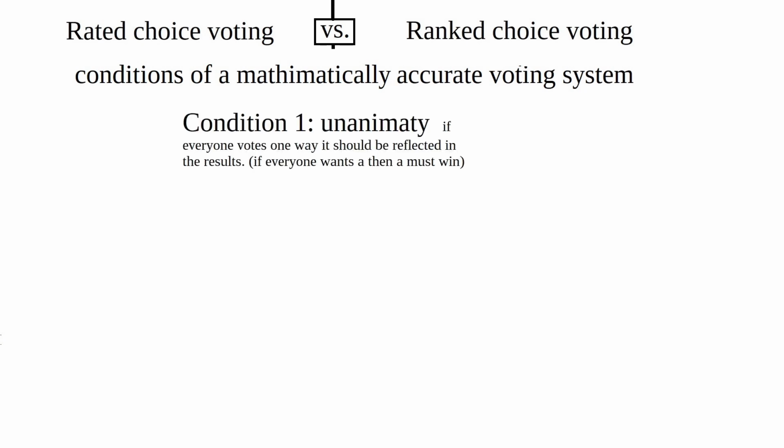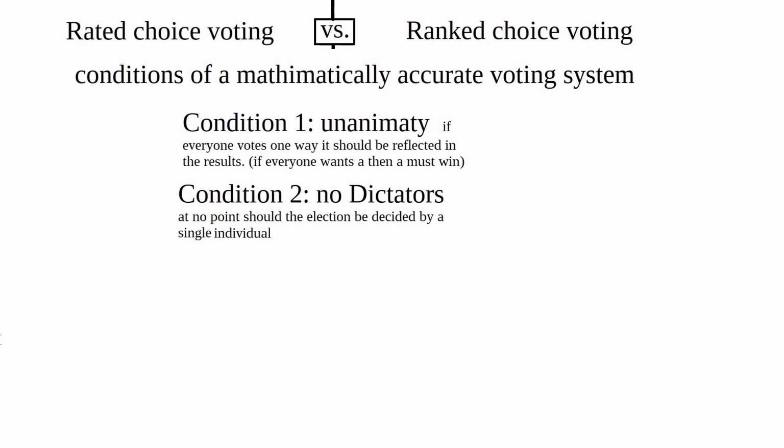Condition 1 pretty much means if everyone votes one way, the result should show it. So if everyone voted for A, then A should be the winner. Condition 2, no dictators. This means that no election should be decided by a single individual under any circumstances.